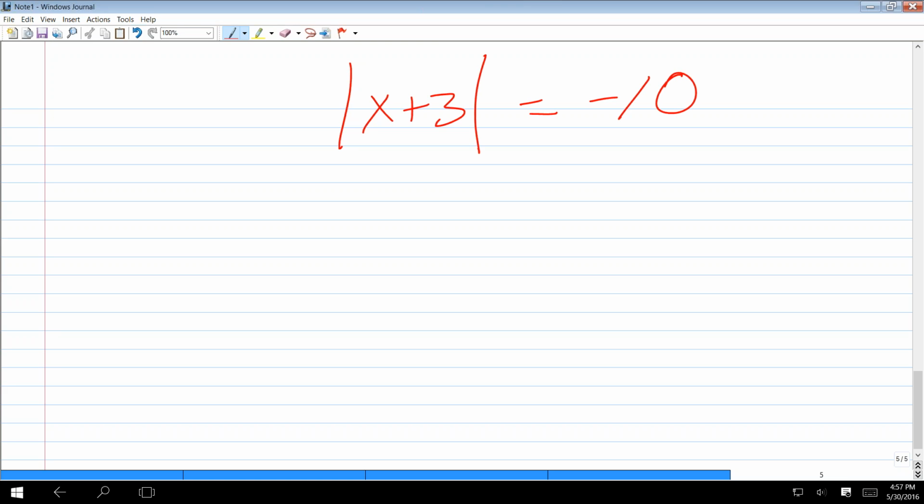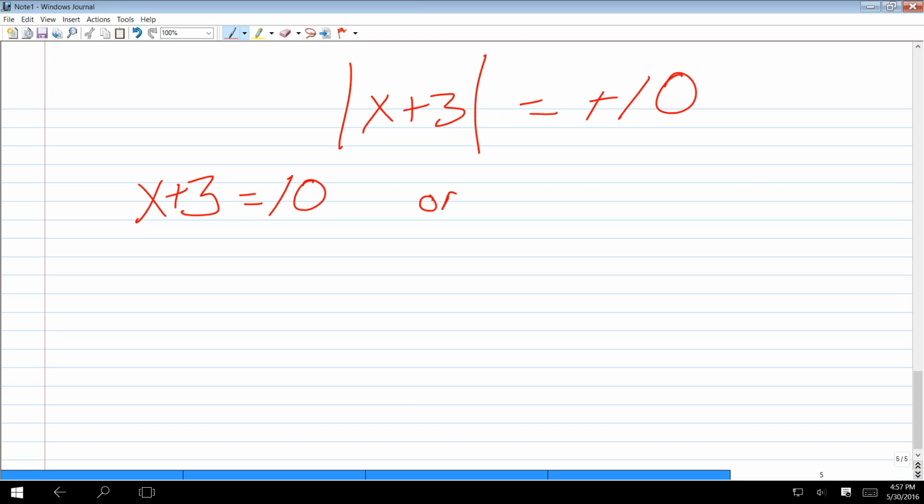Well, first of all, let me make one that's possible. Since the absolute value of a number can never be negative 10. But there's a specific way to go about solving these. What they are is you take whatever's inside the absolute value. In other words, the first step is just to rewrite it without the absolute value sign.